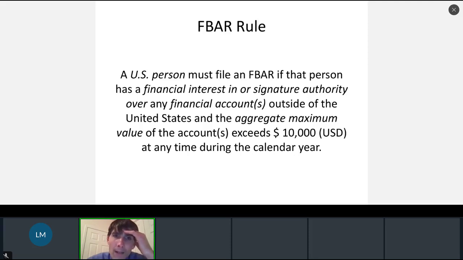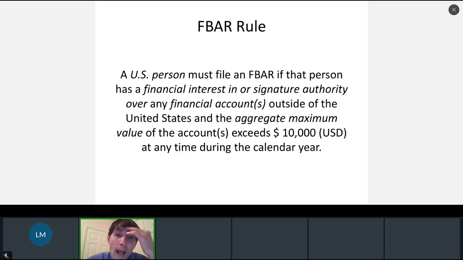A U.S. person must file an FBAR if that person has a financial interest or signature authority over any financial account outside of the U.S. and the aggregate maximum value of the account exceeds $10,000 at any time during the calendar year. In keeping with this theme of knowing the exact and precise definition of the terms, aggregate maximum value is a term of art because you could theoretically have multiple bank accounts, each one that had a high balance of, say, $9,900 at any given point during the year.